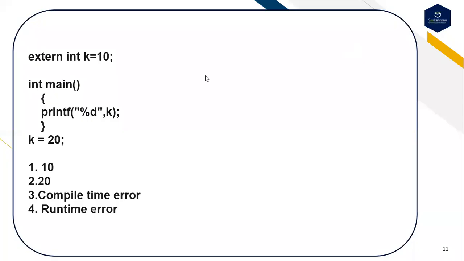This is the fourth program. extern int k = 10; int main() { printf("%d", k); k = 20; } These are the following options. First option is 10, second option is 20, third option is compile time error, fourth option is runtime error. You can guess the output of this code.